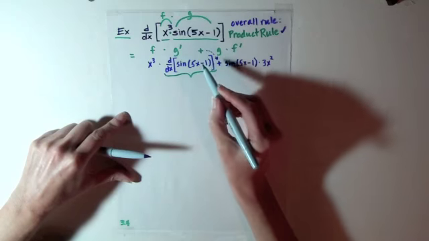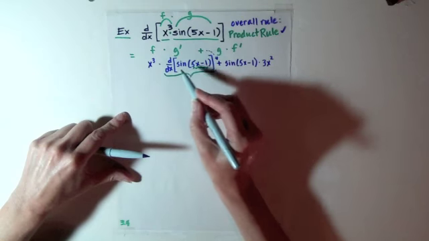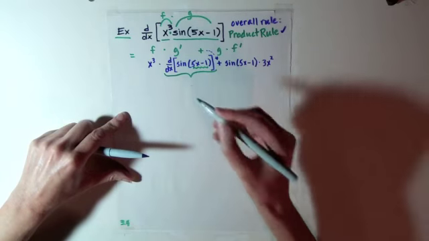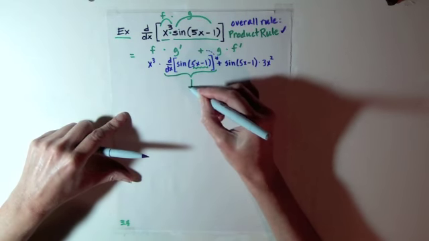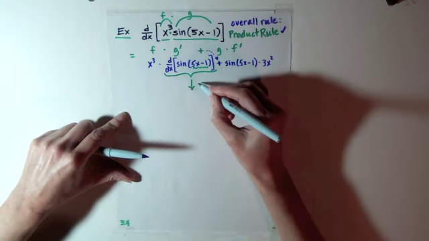And as we said before, because there's an inner function, namely 5x minus 1, inside an outer function, sine, and it's a composition of two functions, what rule do I need there to find that derivative? There I will need the chain rule.